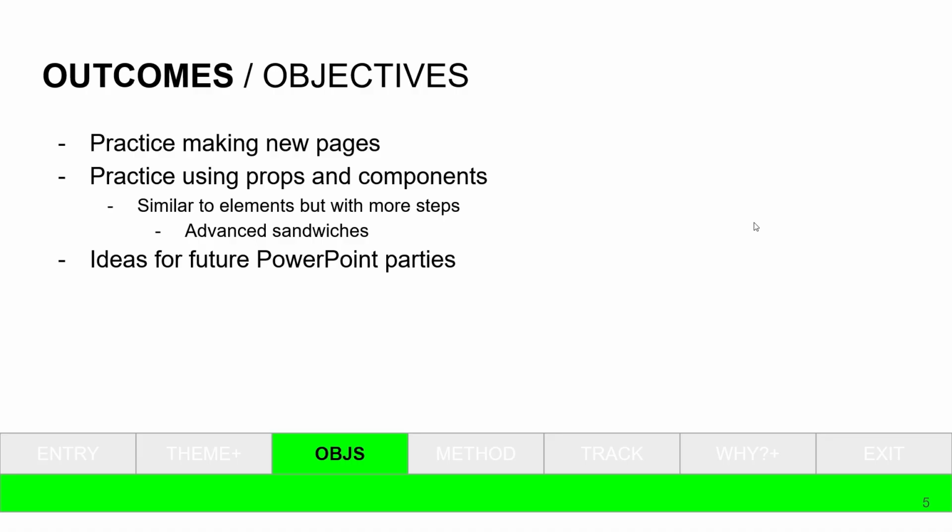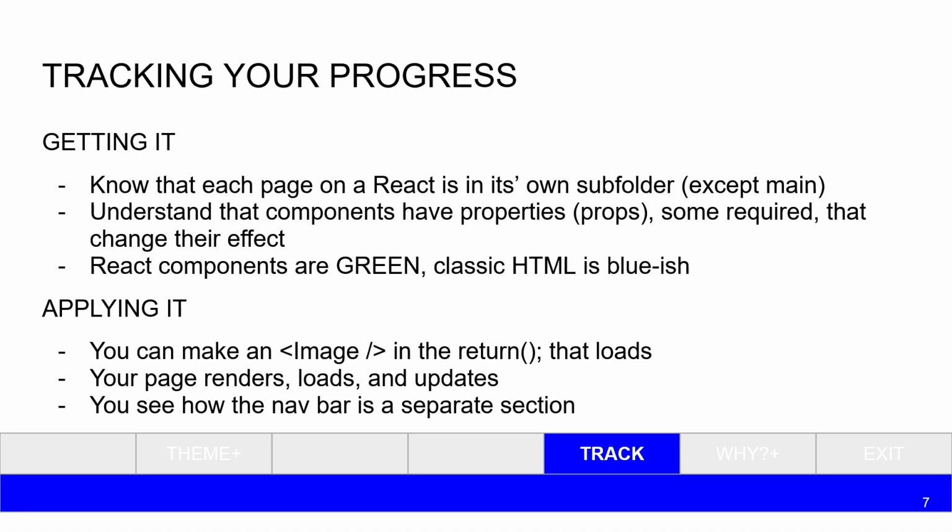For now, we're just going to focus on images, okay? We have assignment number 5, which I'll talk about here in just a second. And you know that you are getting it by the end of today. Skip that first one because it's talking about pages. We don't worry about pages today. You understand that components have properties, which I'm going to shorten to props. Some of them are required and are going to change their effect.